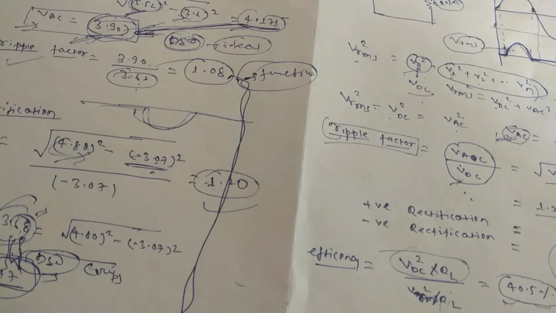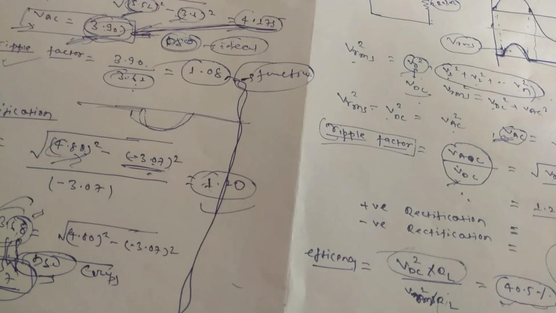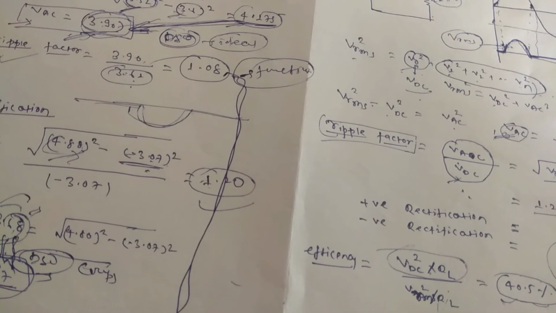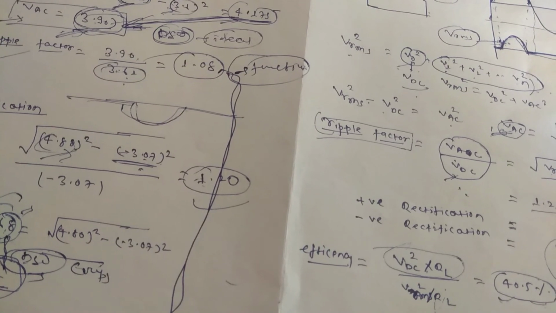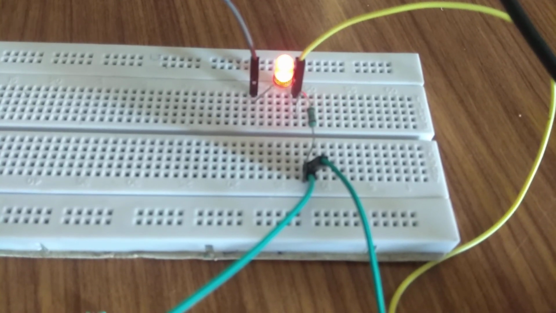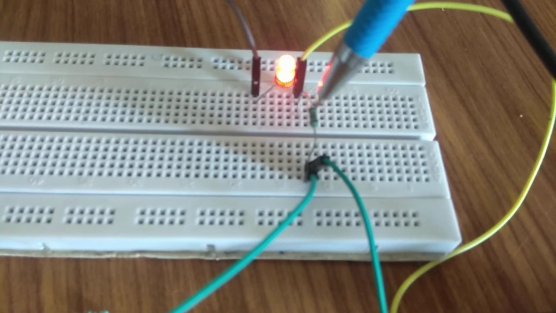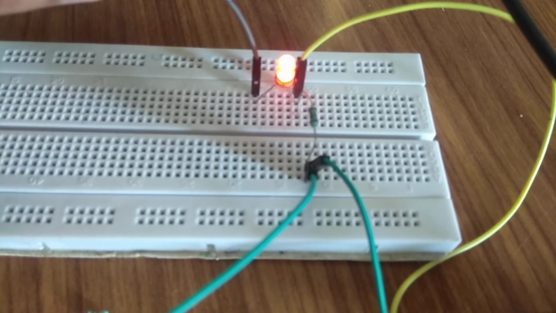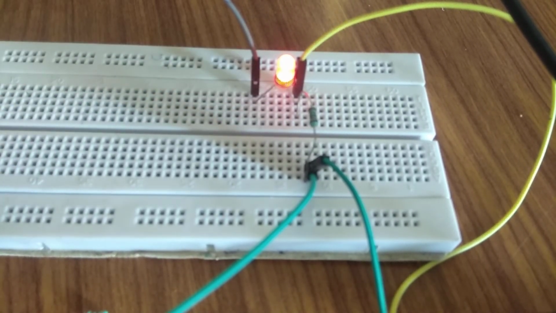Now let me show some with the LED. LED is also called a light emitting diode. With the LED we are going to see that circuit. This is the LED I have connected, and this is the resistance that I have taken. This is the input that we have applied, and from here we are taking the output.